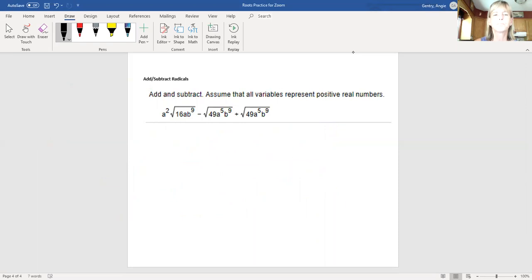Add or subtract. So when you're adding or subtracting, it's very important.